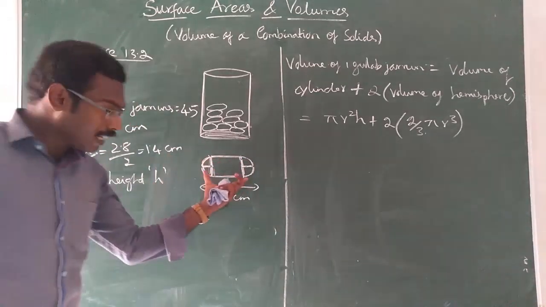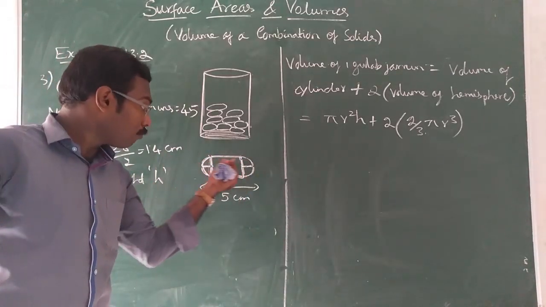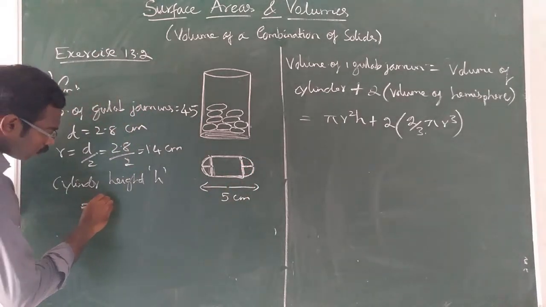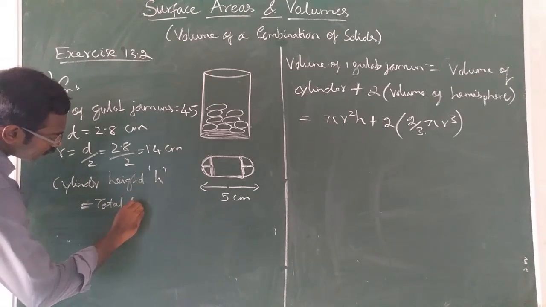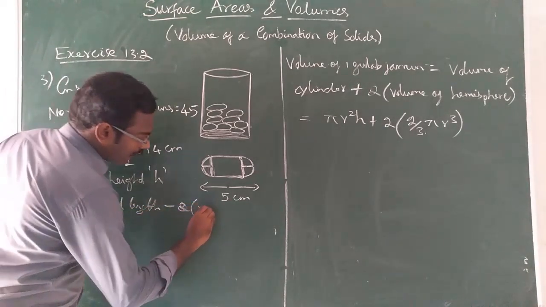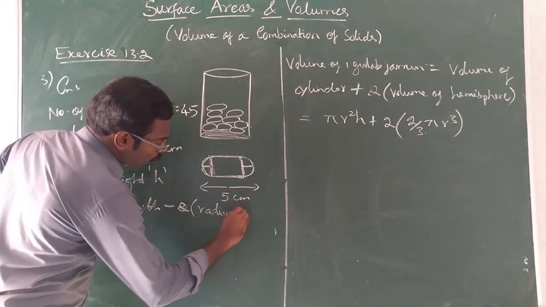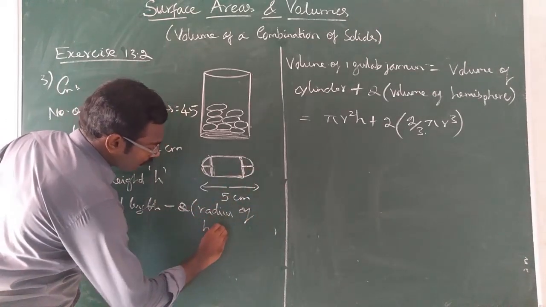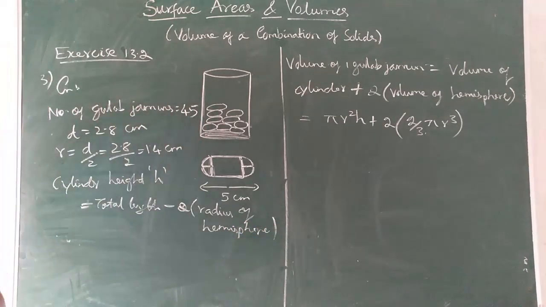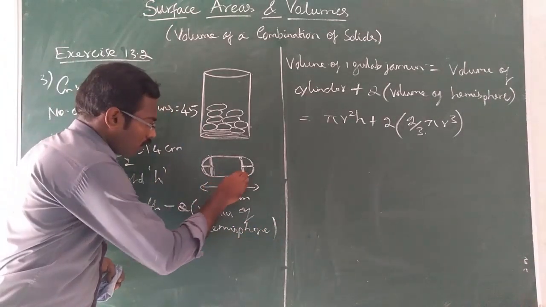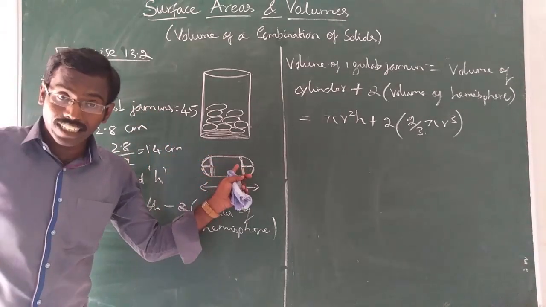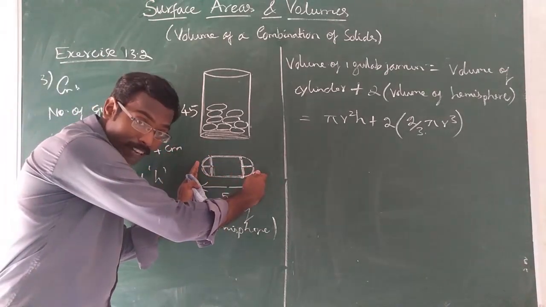So from the total length, you have to subtract the 2 radius. That is equal to total length minus 2 into radius of hemisphere. Is it clear or not? Are you all watching it? Anupama, are you watching it? Is it clear? So the total length is 5 centimeter.